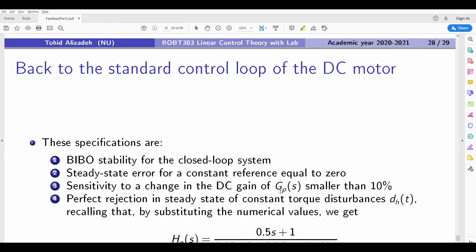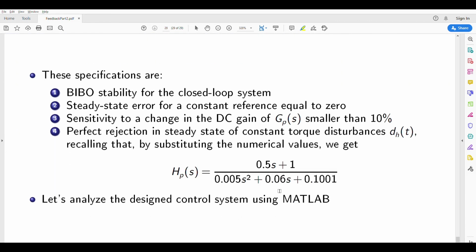And here you can see the list of the specifications. BIBO stability for the closed loop system. Steady state error for a constant reference equal to 0. So for a step reference, the steady state error should be equal to 0. Sensitivity to a change in the DC gain of GP should be smaller than 10%, and perfect rejection of the torque disturbance in the steady state, where we have HP as well.